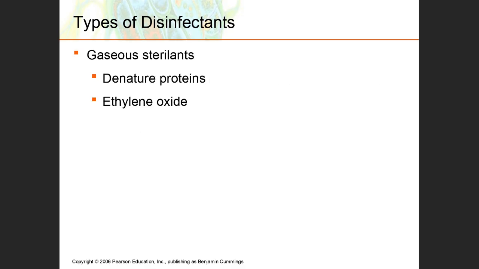If you have a product and it cannot be heated, it cannot get wet, maybe you can gas it as a way to sterilize it. So you can use ethylene oxide gas. And gases penetrate well, so you can sterilize products that otherwise cannot be heated or cannot be gotten wet.